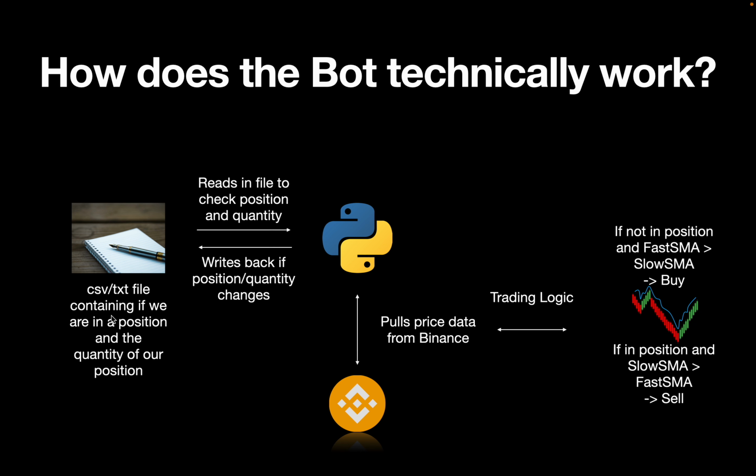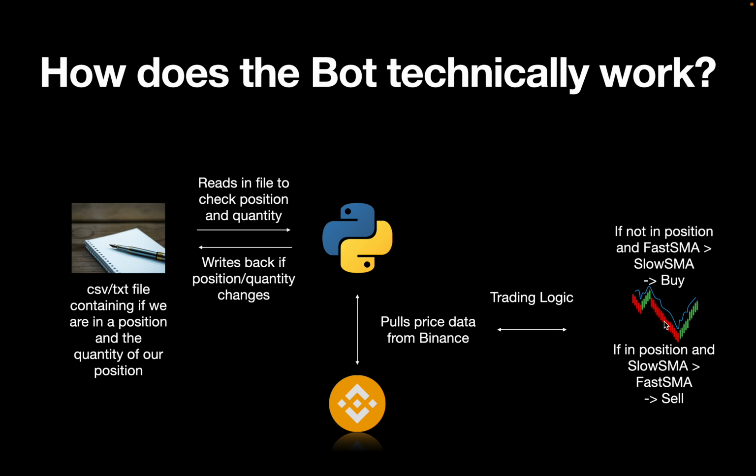The CSV file will always change when we are either buying or selling the asset. Our Python file reads in the CSV file, is doing the whole data pull via the Binance API and implements the trading logic. And then changes the CSV file in case of a buy or sell. The trading logic itself is pretty much straightforward. We are as long in the position as the fast SMA is above the slow SMA.